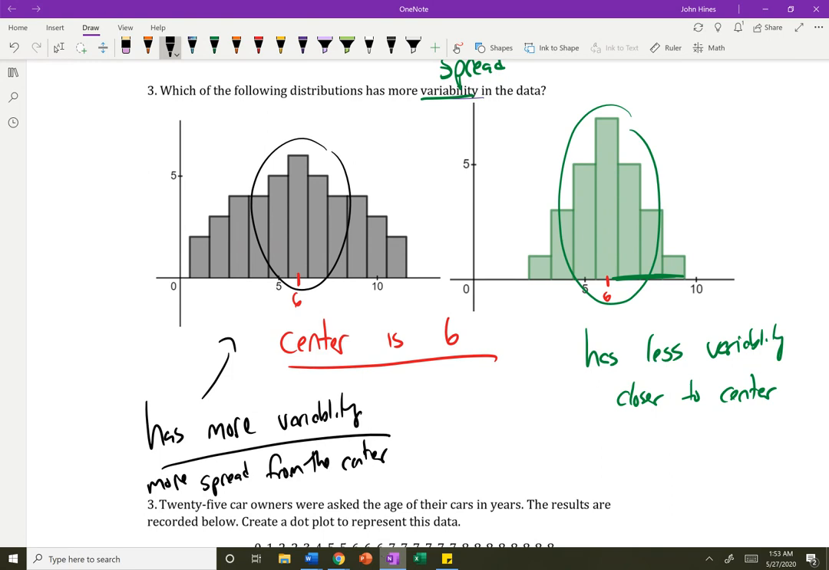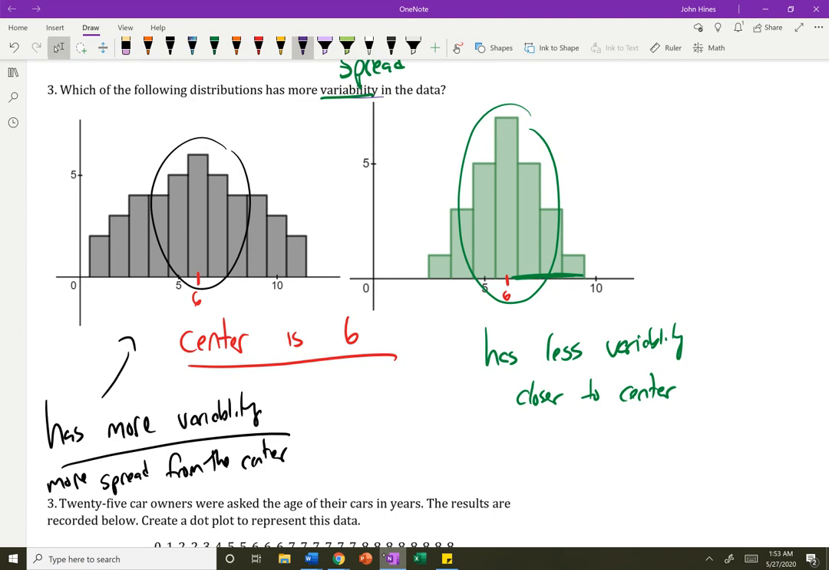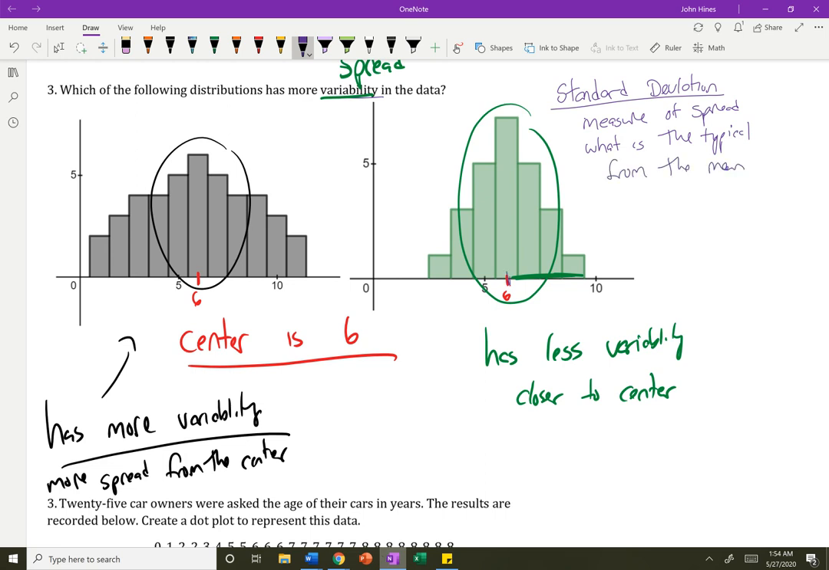more spread out. And the way that we measure this is with this number that we don't really need to get into, called the standard deviation. And the standard deviation is a measure of spread. It tells us how far am I from the average. What is the typical distance from the mean? So the standard deviation says how far spread out is my data from the center?